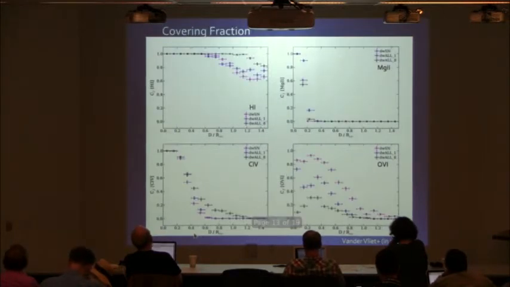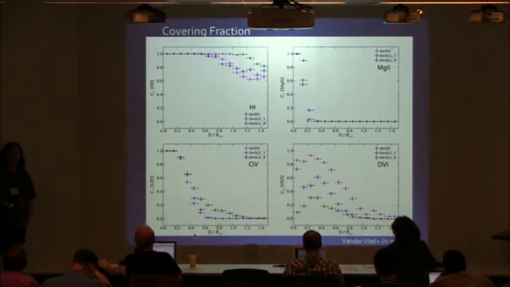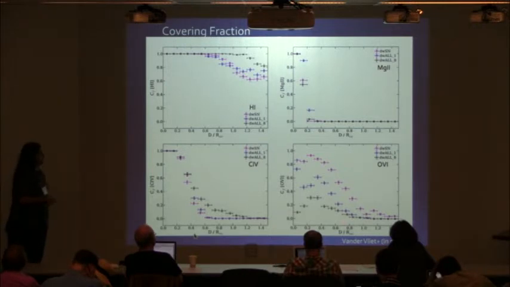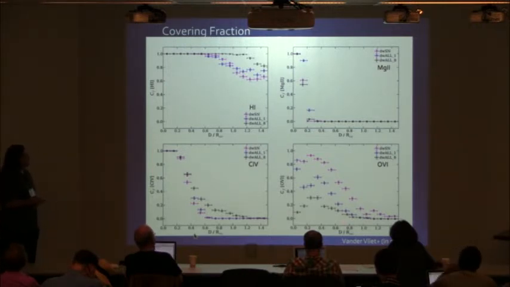We also looked at covering fraction, which is a way of thinking about the probability of finding an absorber at a given impact parameter. You can see similarly, for most of the ions, there's not much of a difference between the different feedback mechanisms. The one that stands out strongly is oxygen 6. For supernova only, you have a very high covering fraction at the inner regions. As you increase the amount of radiation feedback, your covering fraction drops significantly in oxygen 6.